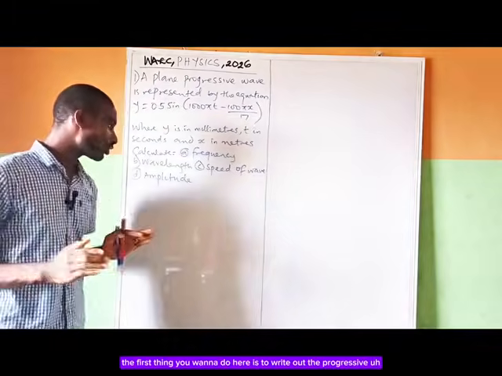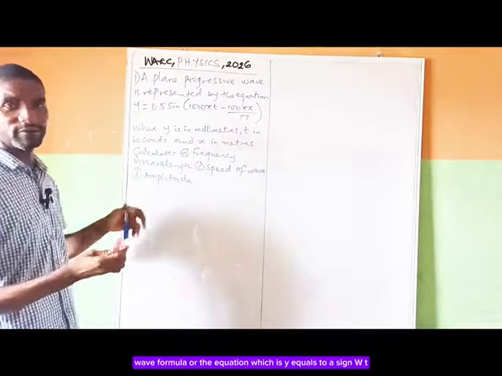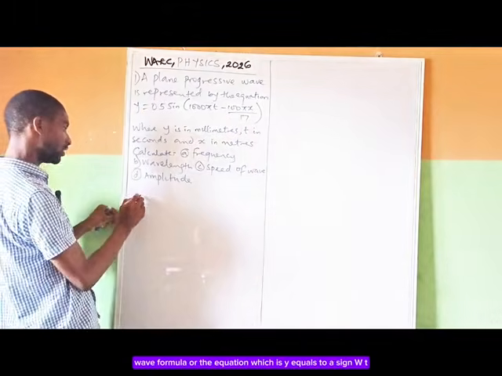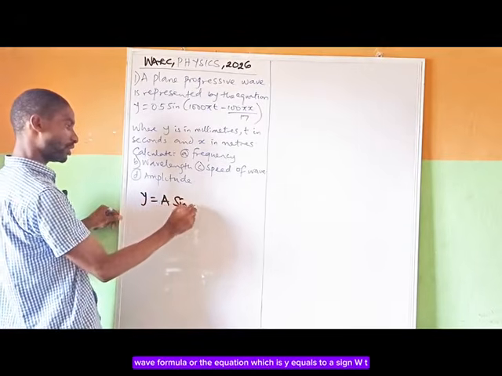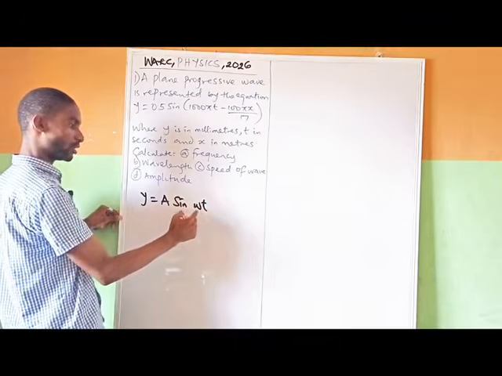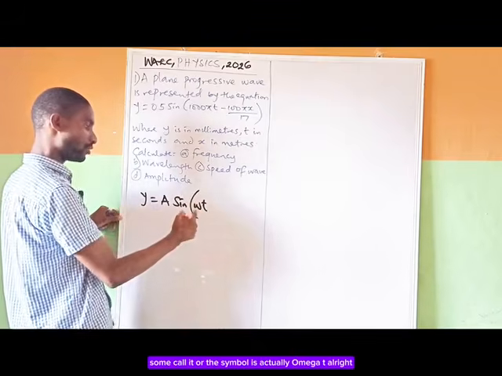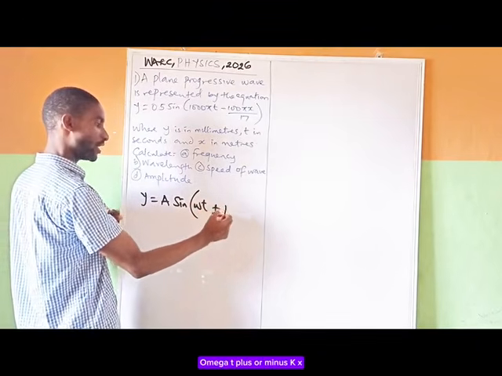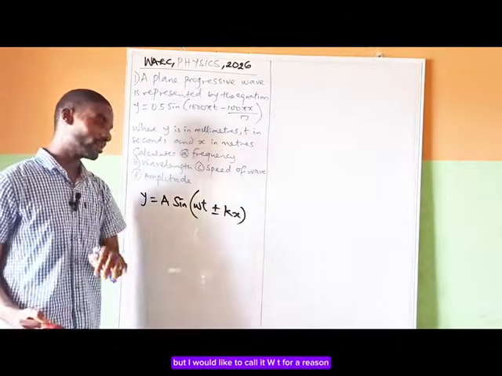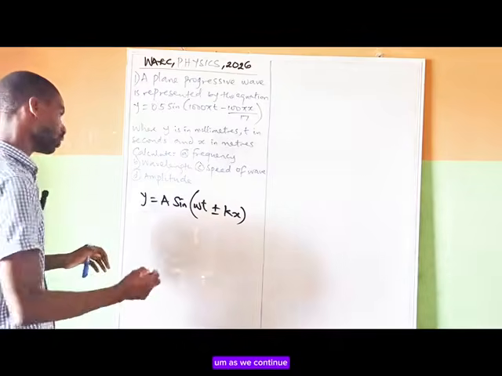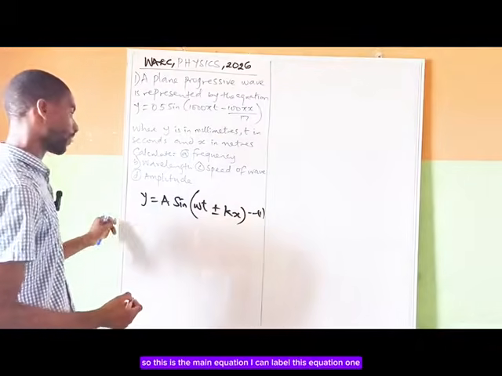The first thing you want to do here is to write out the progressive wave formula or equation, which is y equals a sine wt. Some call it, or the symbol is actually, omega t, omega t plus or minus kx. Well, I would like to call it wt for a reason, as we continue. So this is the main equation. I can label this equation 1.